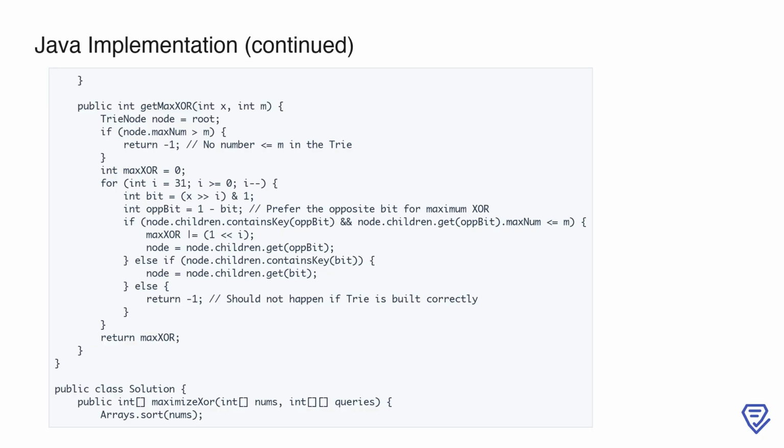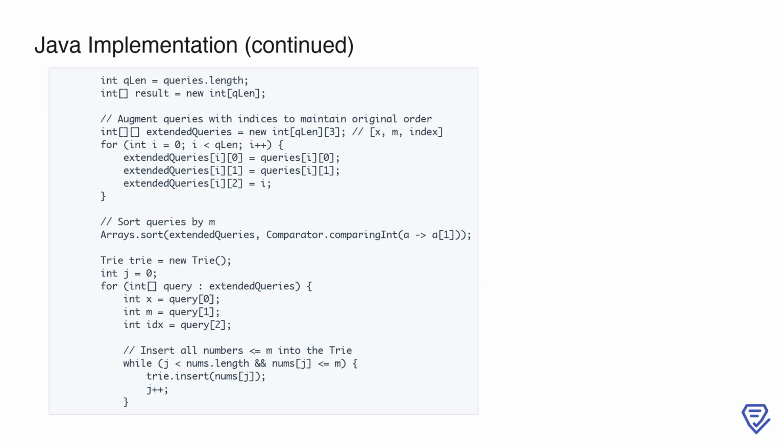However, we also ensure that the chosen path satisfies the condition that the number is less than or equal to m. If no valid path exists, we return -1, which should be rare if the tree is constructed correctly. Finally, we return the maximum XOR value we've calculated.